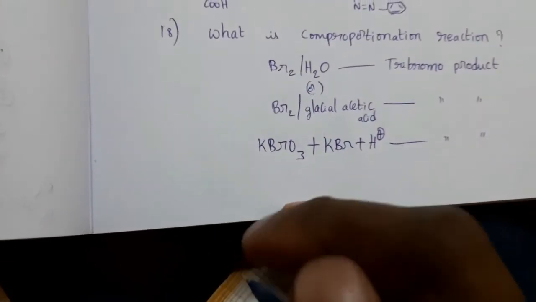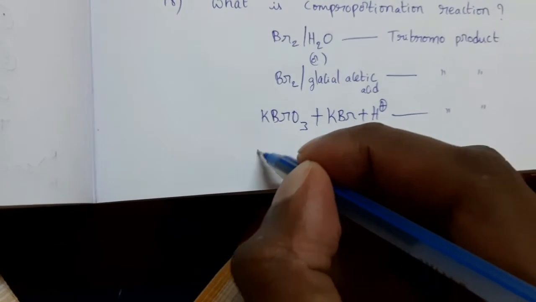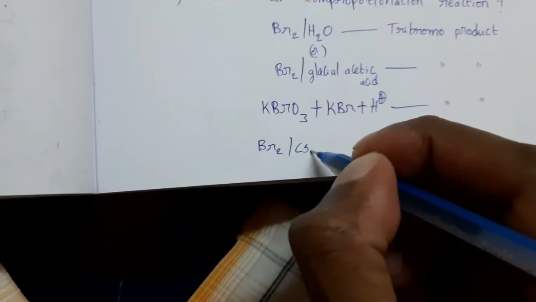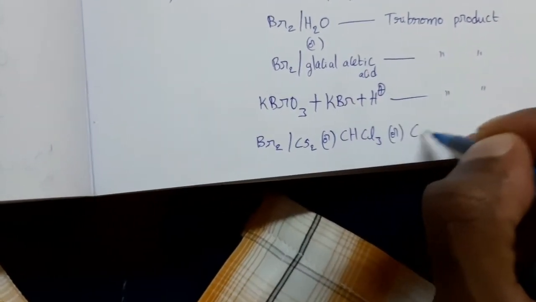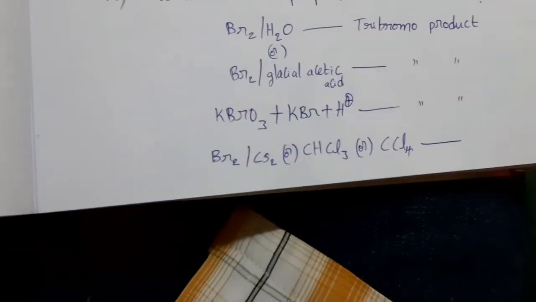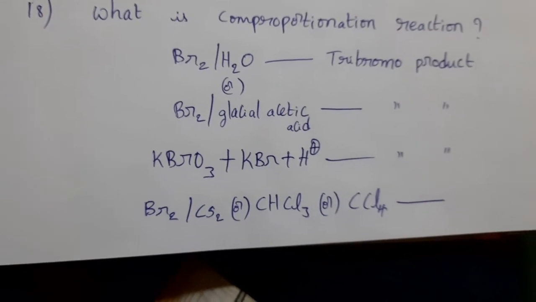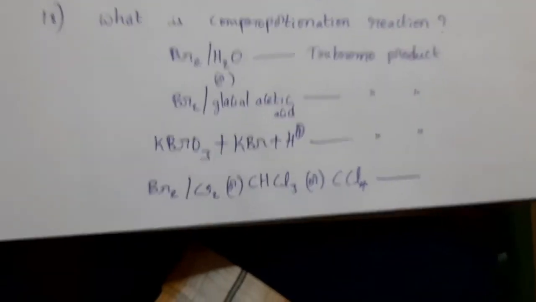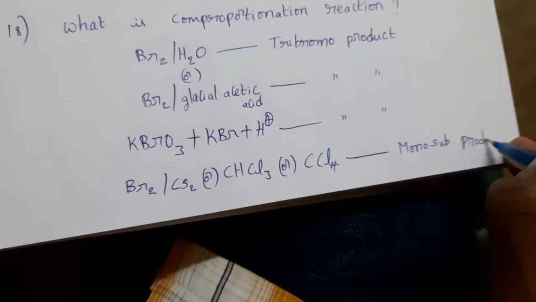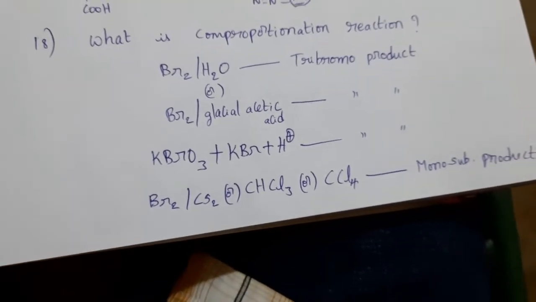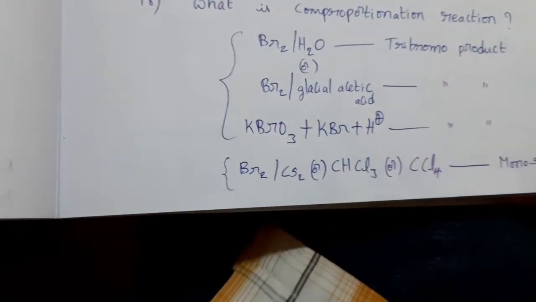Suppose if we want a mono substituted product, then we have to use bromine in CS2, carbon disulfide, or chloroform, or CCl4. Bromine is added to CS2, or to CHCl3, or dissolved in CCl4, then we can get the mono substituted product. Now, what is the difference between these reagents and this reagent?